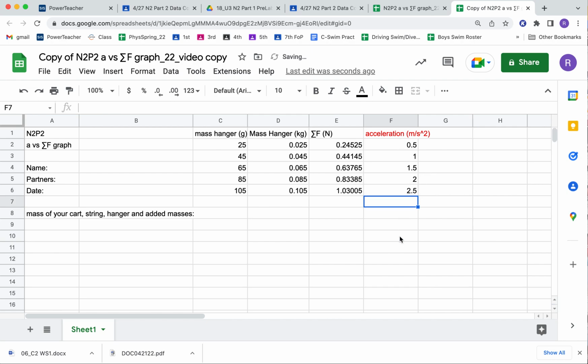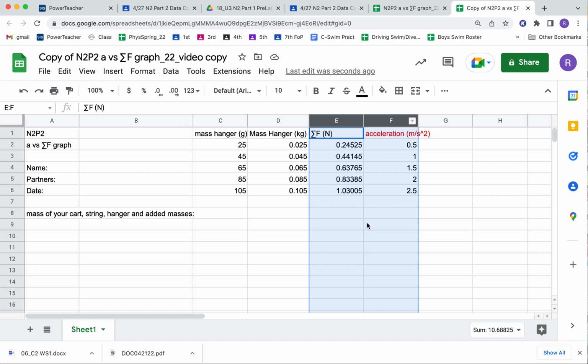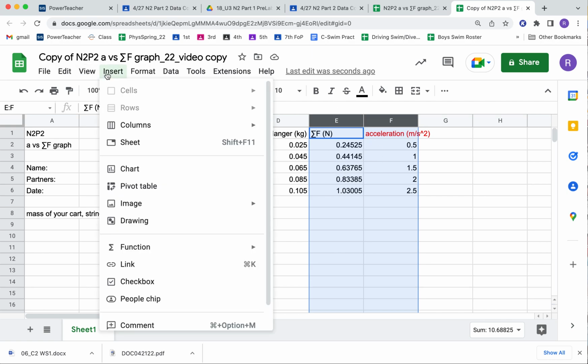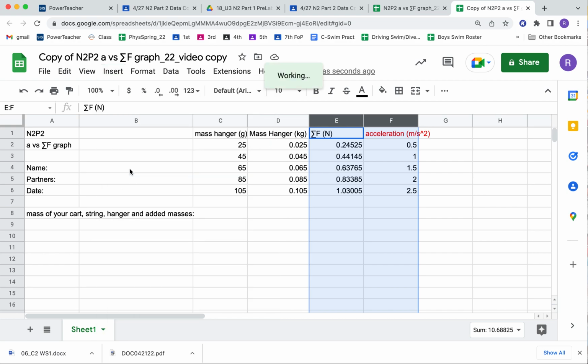So how do you go about making an acceleration versus net force graph? Well, we have found from previous work with Sheets that the first column we highlight ends up on the x-axis and the second column we highlight ends up on the y-axis. So this should show up on the x and this should show up on the y. And we'll go ahead and insert. Even though we want a graph, they want us to choose the word chart.